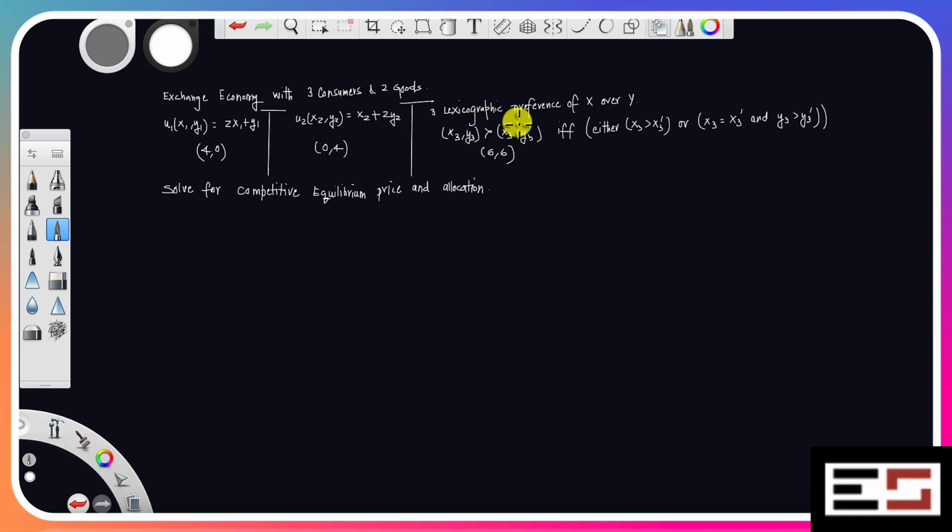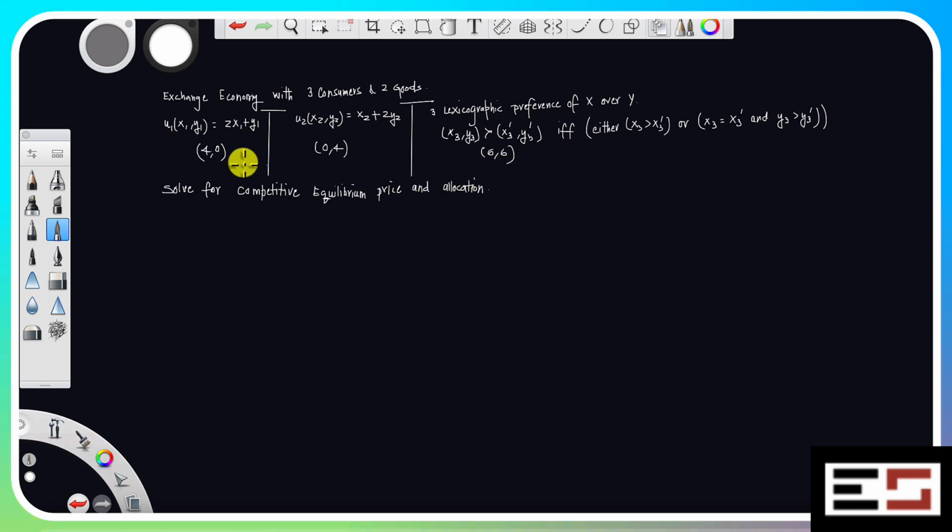And individual 3 has lexicographic preference of x over y. What that means is the following: an individual strictly prefers bundle (x3, y3) to (x3', y3') if and only if either x3 is bigger than x3', or if that is not the case and x3 is equal to x3', then y3 must be bigger than y3'. So if any of these conditions hold, then (x3, y3) is strictly preferred to (x3', y3').